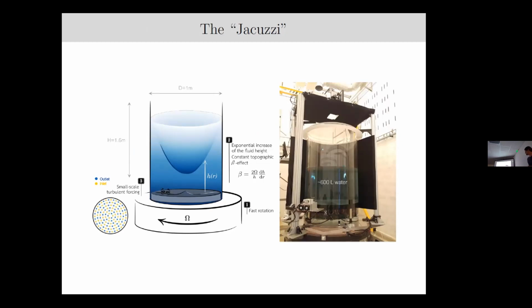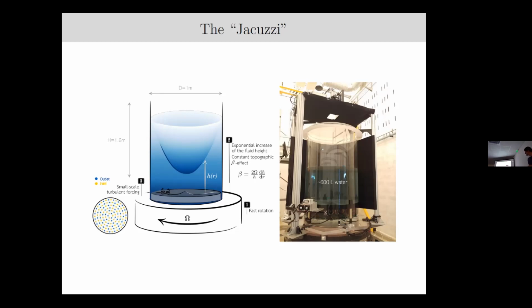We have 600 liters of water inside this tank. The upper surface is free. So in steady state, once everything is rotating, you expect this nice paraboloidal upper surface. Once you're in a stationary state, you want to force the fluid to move in that frame. If you don't do anything, of course, everything will be in solid body rotation with this paraboloidal shape, end of the story. You need to inject some energy into this system to see how energy is distributed among scales.